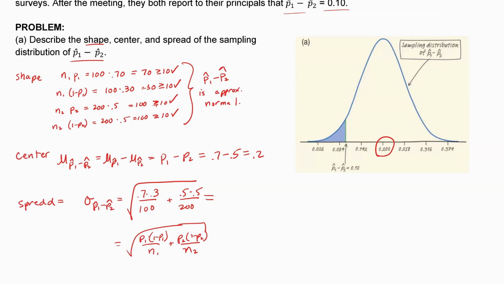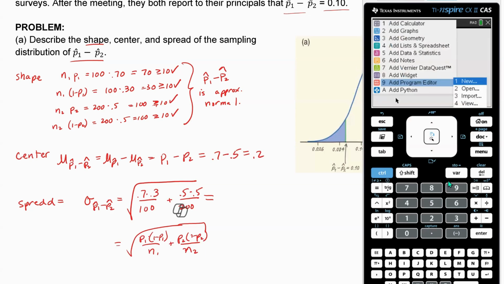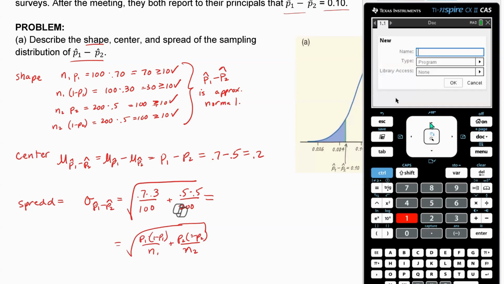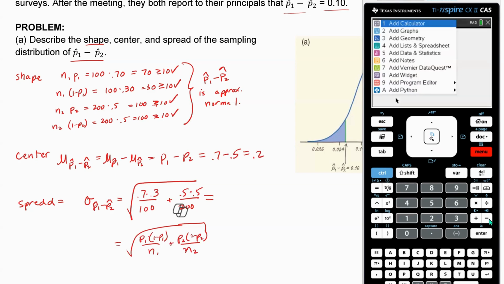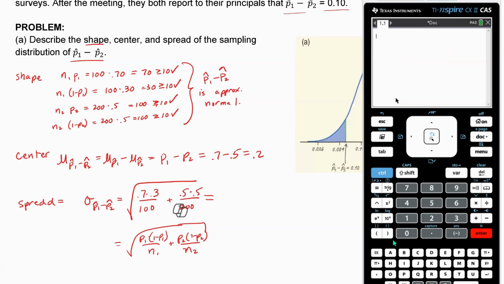And what value is that? Well, let's break out our calculator and do that calculation. Whoops, I want a new program. Menu, add the calculator. There we go.